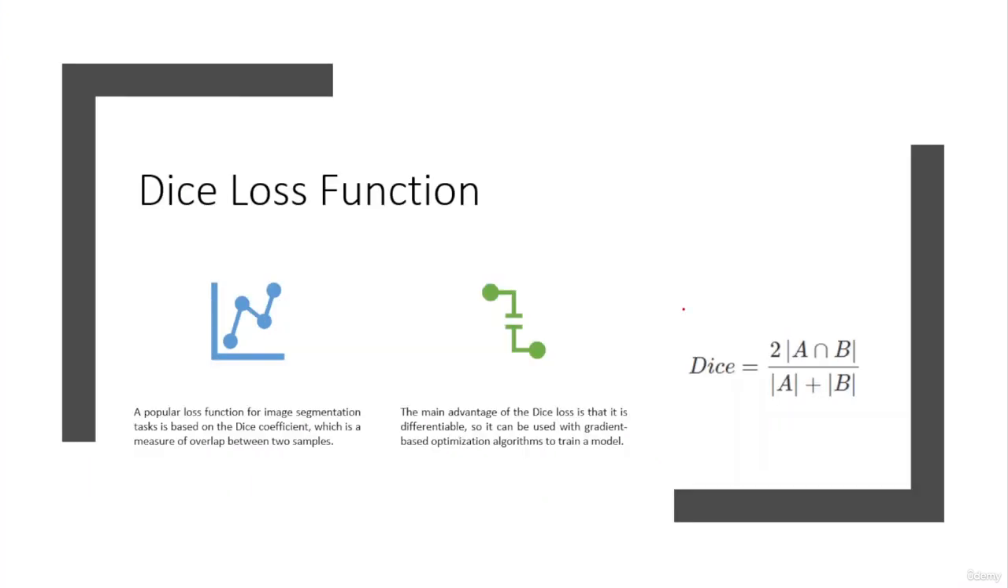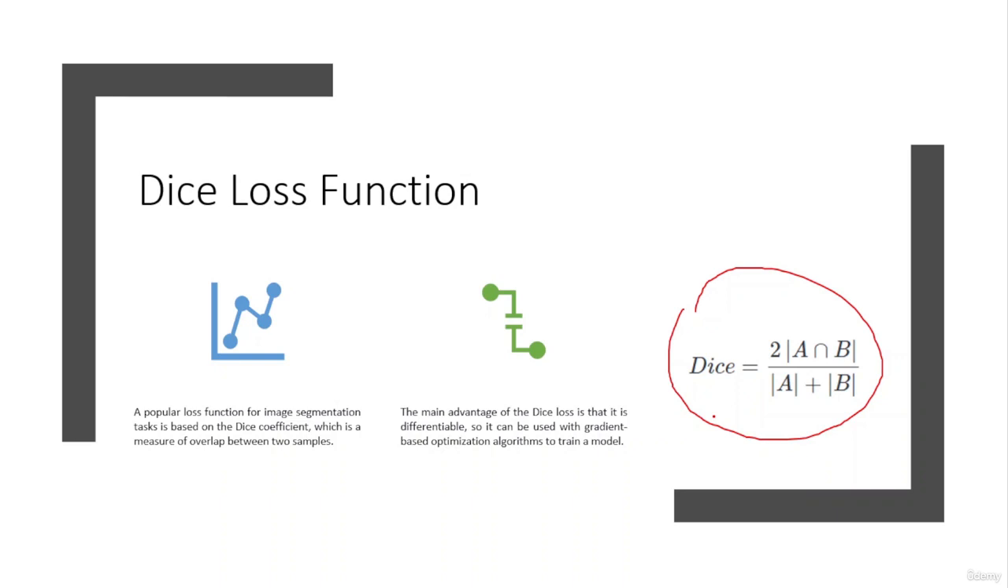So, what is dice loss? The dice loss is a loss function that is commonly used in the training of semantic segmentation models that is based on the dice coefficient, which is a measure of overlap between two samples. Here you can see the formula of the dice loss function. Dice loss function is equal to 2 times A intersection B divided by A plus B. In this formula, A is the predicted segmentation and B is the ground truth segmentation.